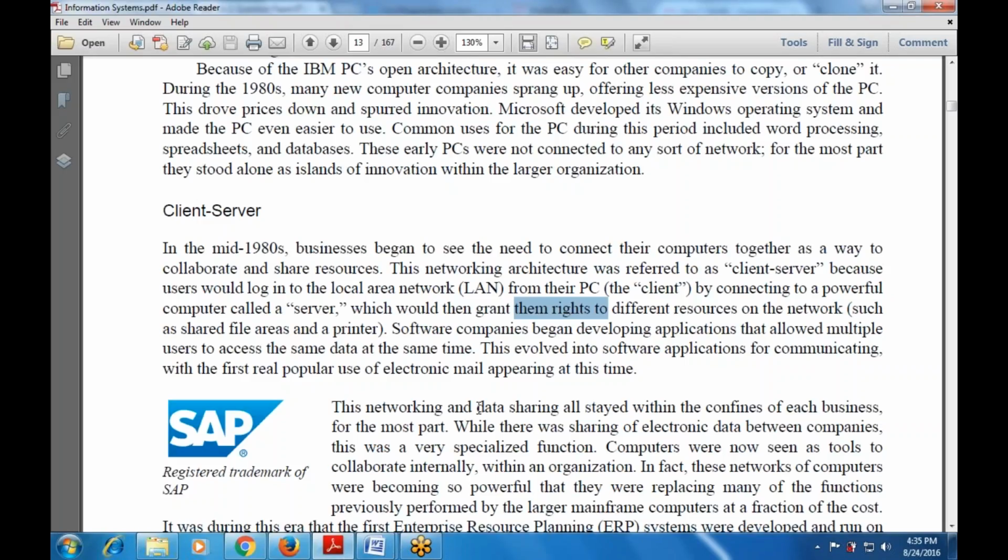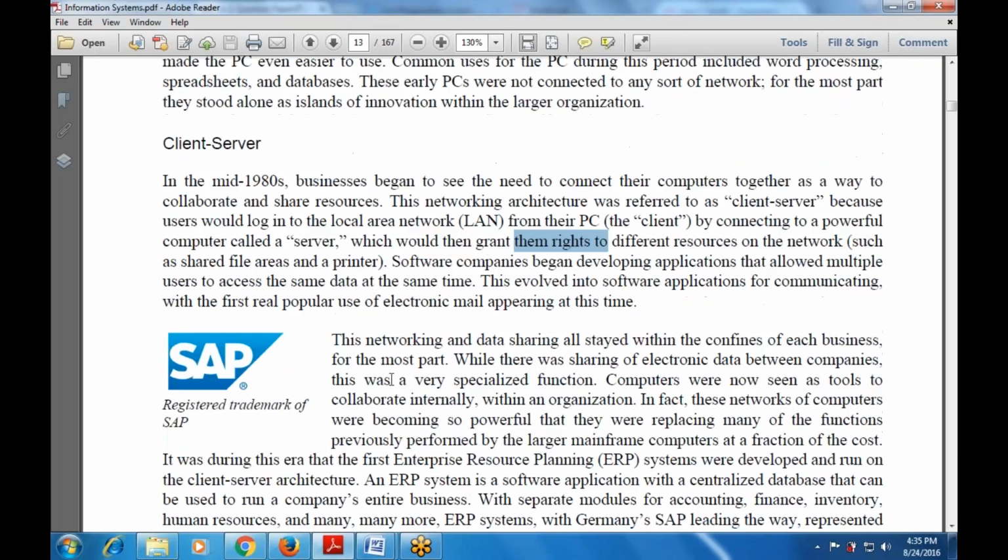And this networking and data sharing were used within the confines of each business for the most part. And while there was sharing of electronic data between companies, this was a very specialized function. That means this is one of the main functions of what is known as SAP. This symbol is a trademark of SAP.